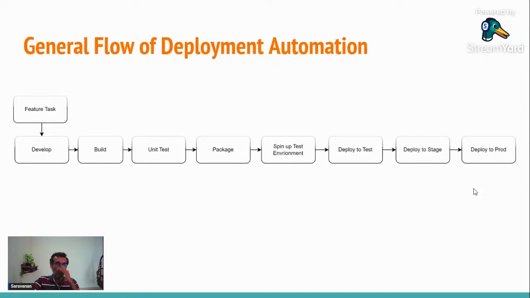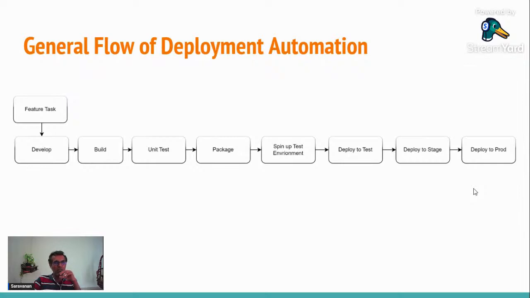I would like to touch upon the general flow of deployment automation, or CI/CD flow, or whatever you want to call it. I like to call it deployment automation because this entire flow is about building the code and automating its deployment to production. But it can be called a CI/CD pipeline or anything else, whichever you are comfortable with.